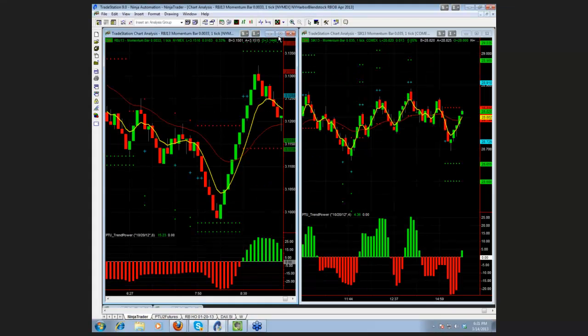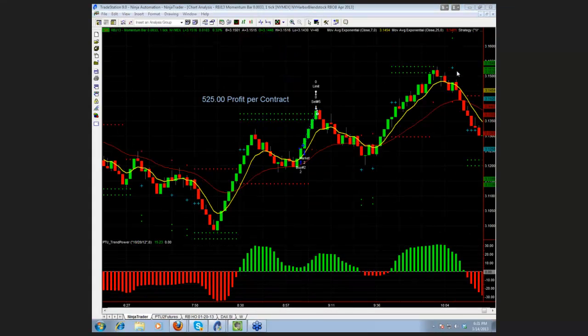Okay, so let me get to this setup here. All right, sorry for the pause. I need to get stuff out of the way. So this is actually RB. RB is unleaded gas. And let me see if you can see the chart okay. Yep, looks like you can.